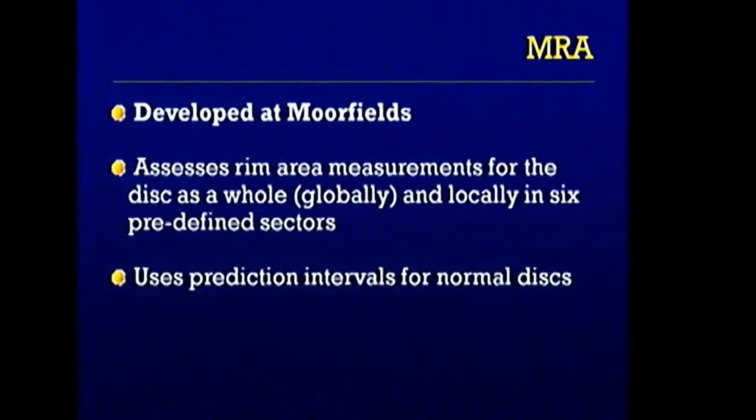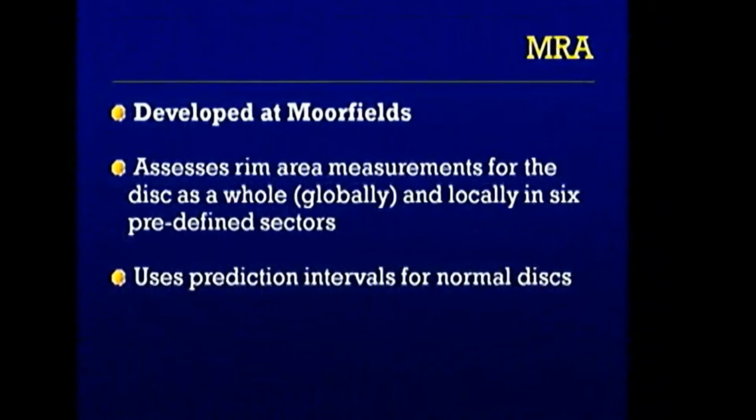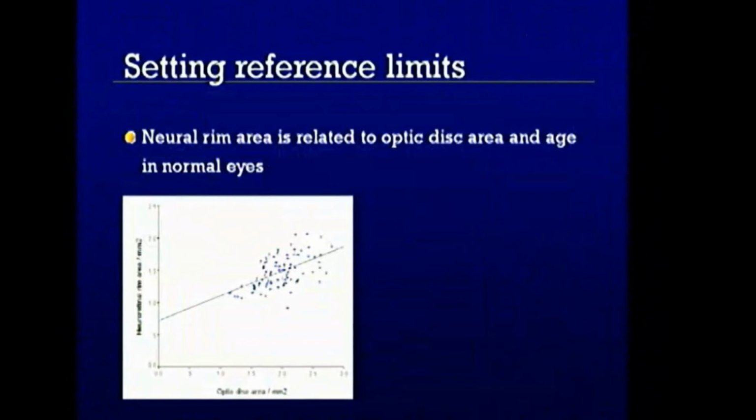Now, the main contour line method is Moorfield regression analysis, and because I trained there, I should just give it a mention. So the Moorfield regression analysis assesses the rim area measurements. Now, how does it decide whether the rim area is normal? These are measurements for 6 sectors, and it uses 2 different relationships in normal eyes. So we know what happens to the rim area as disc size gets bigger.